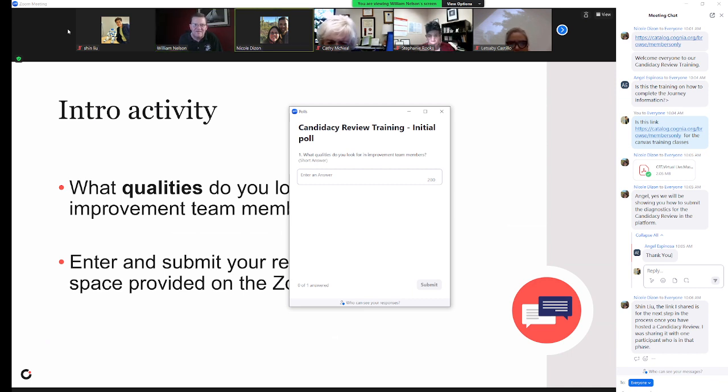I think I got it. Yes, this one. What qualities? There you go. What qualities do you look for in improvement team members? And you can go ahead and respond at this time. We'll give you about a minute to do so. As you're thinking about that, remember it can be school leaders, teachers, stakeholders, learners. It's a complex task, and it depends frequently on the size of your institution, the capacity of your institution, things like that.